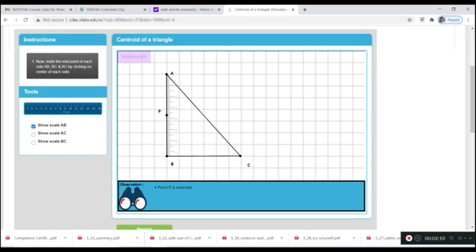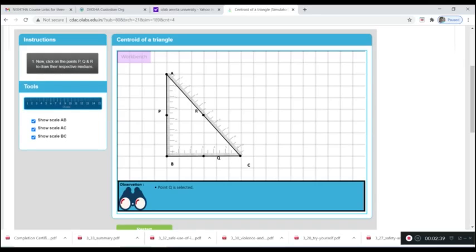By using the scale we have to find the midpoint. Then scale AC. So this is 9.8 centimeter. So at 4.9 centimeter we have to find the midpoint. So R is the midpoint of AC. Then BC, the midpoint is at 3.1. So this is Q. Then we have to draw the medians.